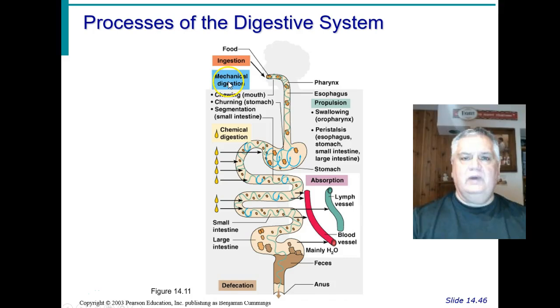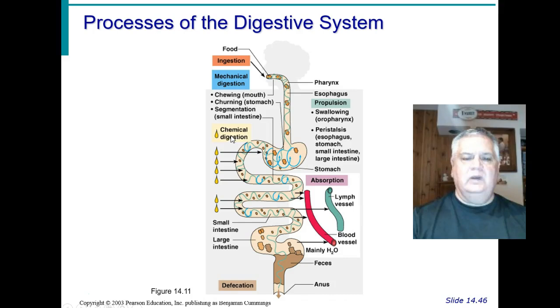Next, we have mechanical digestion. Processes involving mechanical digestion include chewing, which occurs in the mouth, the churning and mixing of the food in the stomach, and segmentation in the small intestine. So remember, segmentation is going to move food along, but it's also very important in mechanical digestion, breaking food down into smaller and smaller pieces.